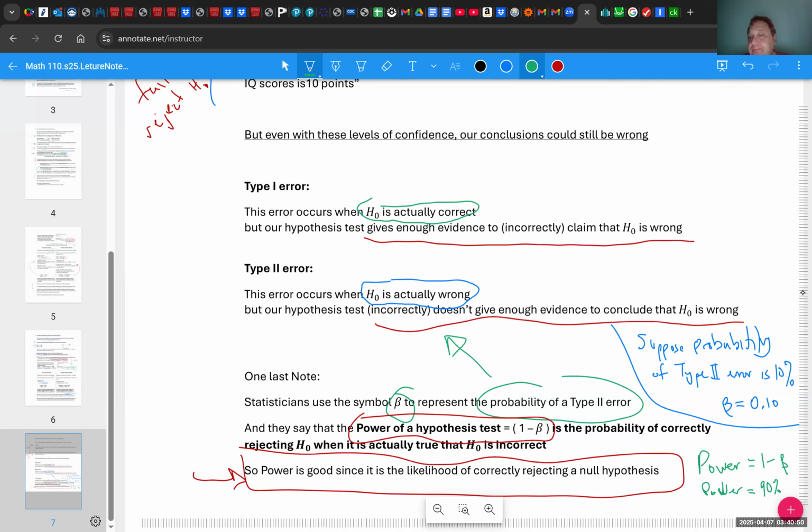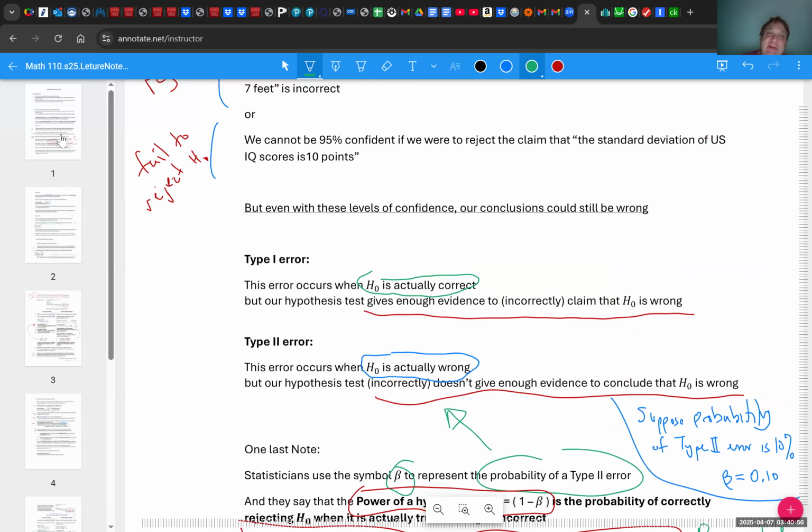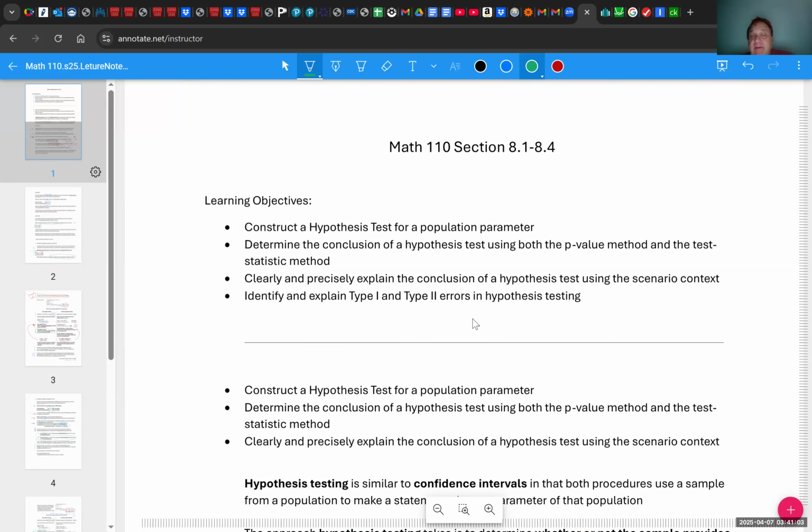Okay, well, that is the end of this very long video. Just go back up to the very first page there. Read off the main learning objectives. So this video focused on how to construct a hypothesis test for 3 different population parameters, a proportion, a mean, and a standard deviation. We determined the conclusion of each of those hypothesis tests using 2 different methods. One was called the p-value method. The other was called the test statistic method.